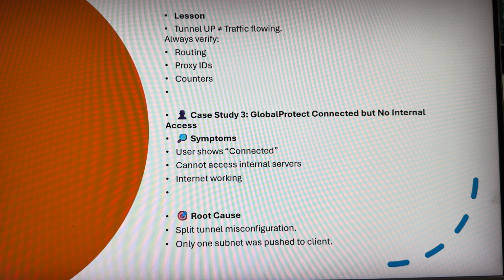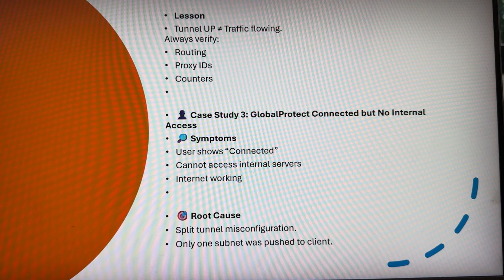Case study 3: GlobalProtect connected but no internal access. Symptoms: the user shows connected, cannot access internal servers, and internet is not working. Root cause: a split tunnel misconfiguration. Only one subnet was pushed to the client.